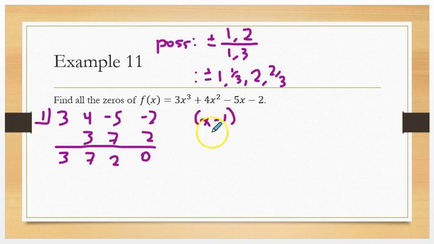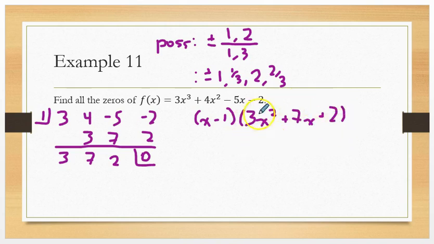I know that because if I set this equal to 0 and solved it, I would get 1 as an answer. From what I have underneath, remember the last number is the remainder, so don't worry about that one. So if this is the remainder, this is the constant, this is x squared. So that means I have 3x squared plus 7x plus 2 for my quotient.